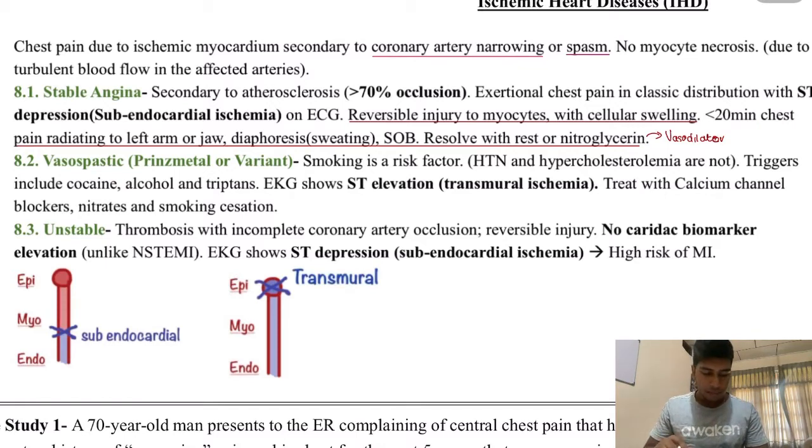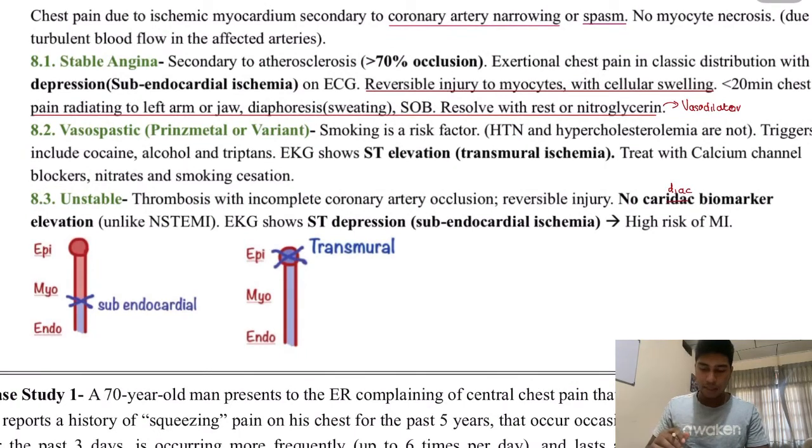The third type is unstable angina. Now, what I need you to understand is this happens even at rest. The difference between this and stable angina is that this is going to happen even at rest. It's reversible injury, but it can very easily go into a myocardial infarction. So especially these patients, you need to quickly go to the hospital.